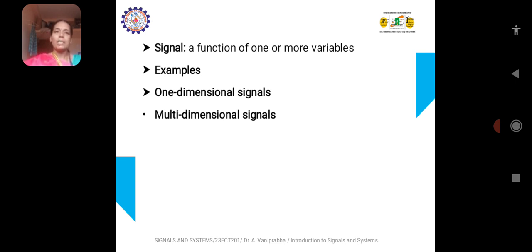One dimensional signals or multi-dimensional signals: a signal that depends on only one parameter or one factor is named a one dimensional signal, and a signal that depends on two or more parameters is named a multi-dimensional signal.